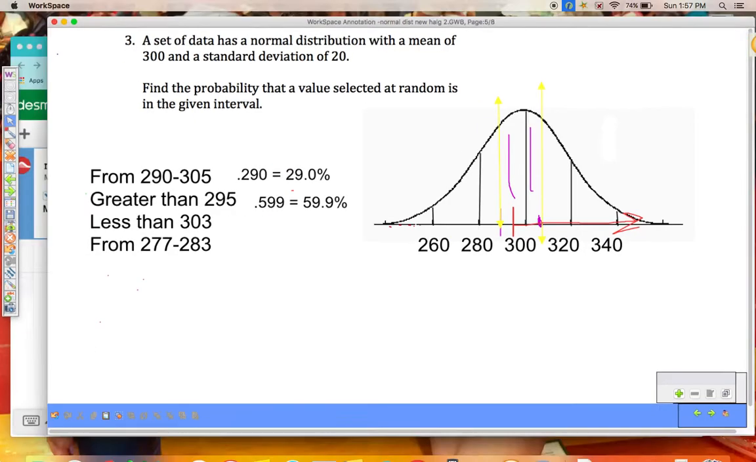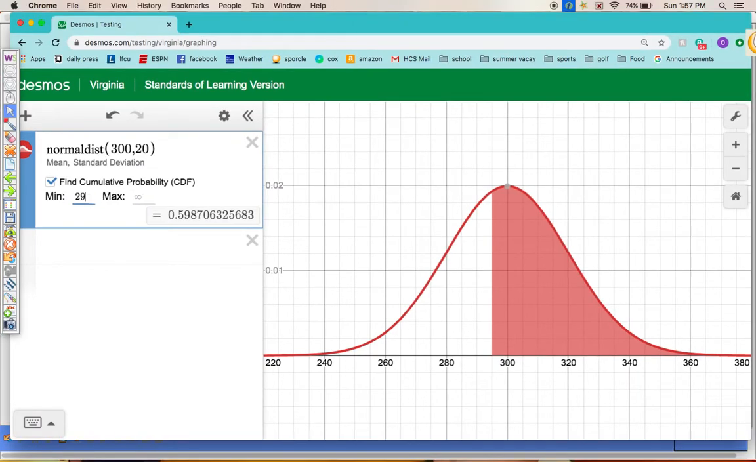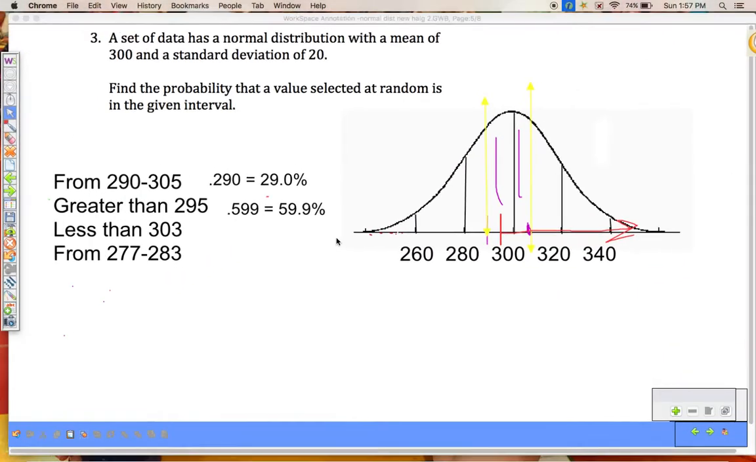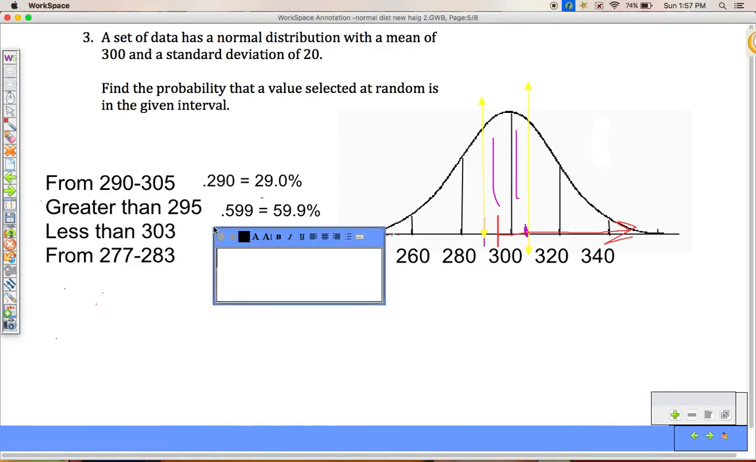All right, less than 303. Less than 303 is I want to be at 303, which is about here, and go to the left. So my minimum still needs to be negative infinity. My max is going to be 303. So I'm from here, everything to the left, which we're going to call this 0.560, which is 56.0%.